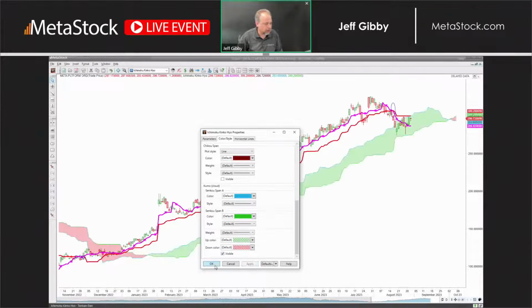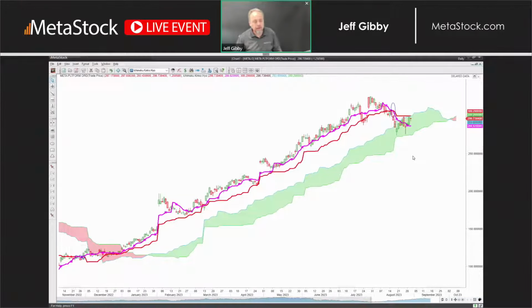We'll go ahead and apply this to the chart. Okay. And that'll give us both our Senkou Span A, our Senkou Span B, the shaded area in between, and of course the area that's plotted into the future. Now, there are several things that we want to pay attention to: the relationship between Senkou Span A and B, its relative location to price.